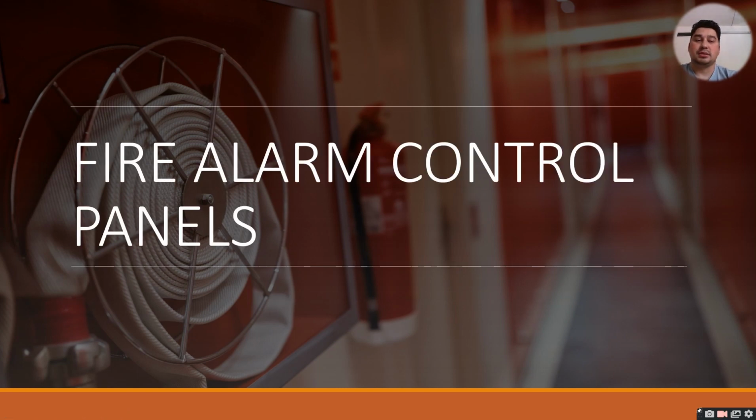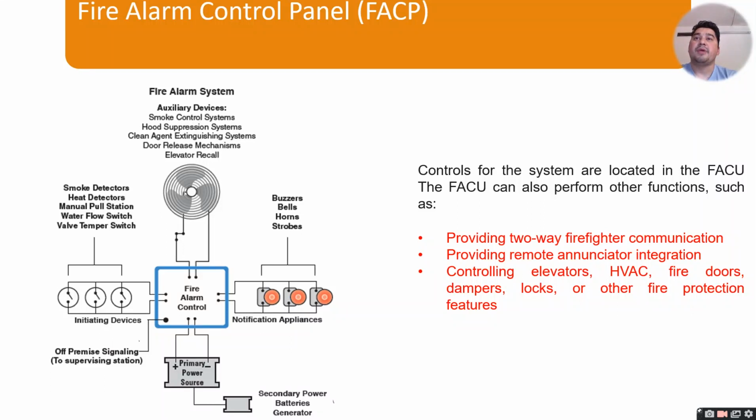Fire alarm control panels, we are calling it FACP also. Fire alarm system auxiliary devices include smoke control systems, hood suppression systems, clean agent extinguisher systems, door release mechanisms, and elevator recall. All of these come under the fire alarm systems. Then there are smoke detectors, heat detectors, manual pull stations, water flow switches, valve tamper switches, and then buzzers, bells, horns, and strobes.